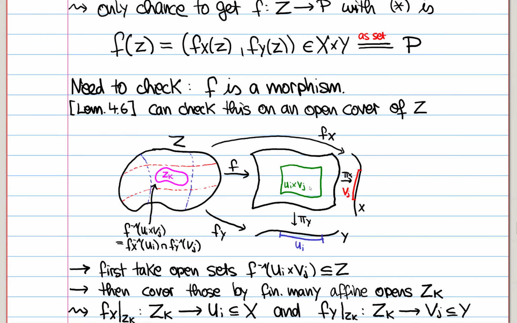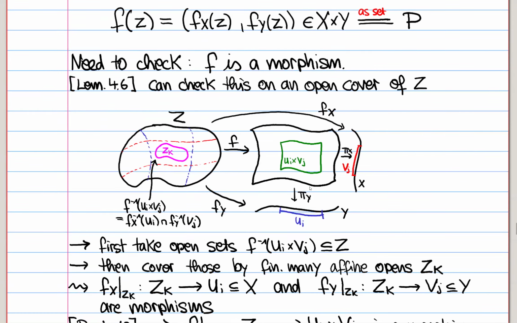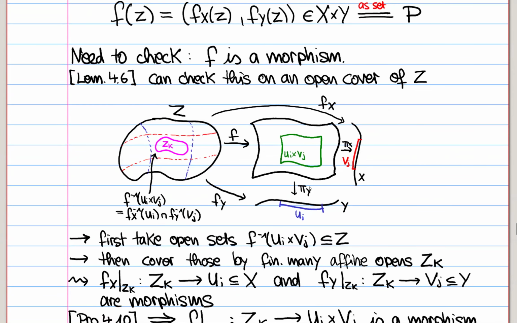And well, how do we get our open cover? We want to return to the case of affine varieties, which we know. So certainly we have these U_i cross V_j sitting here. And we want to first restrict to the pre-image of this inside Z. And the first claim is that the pre-image here is a nice open subset of Z.